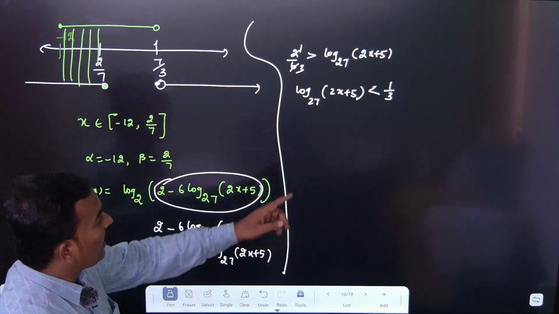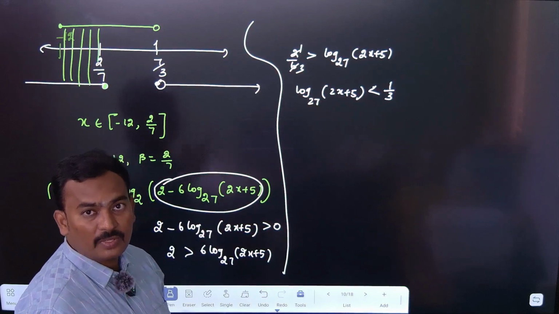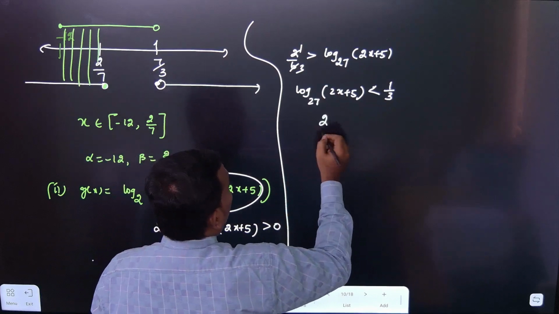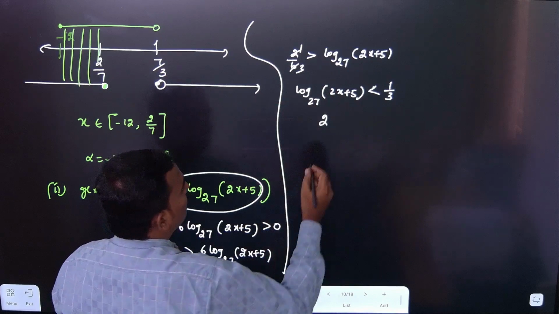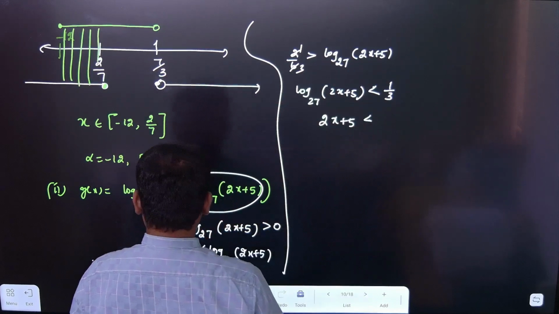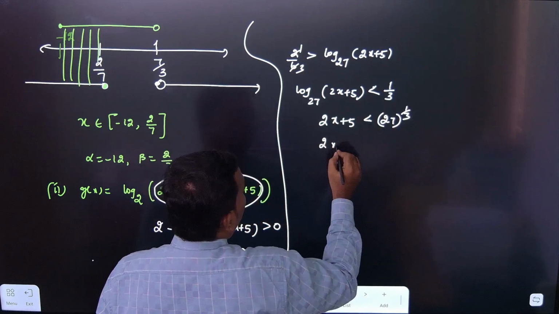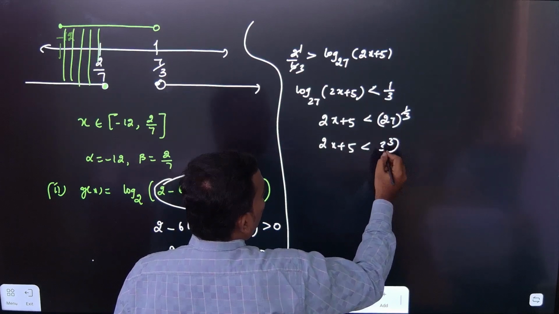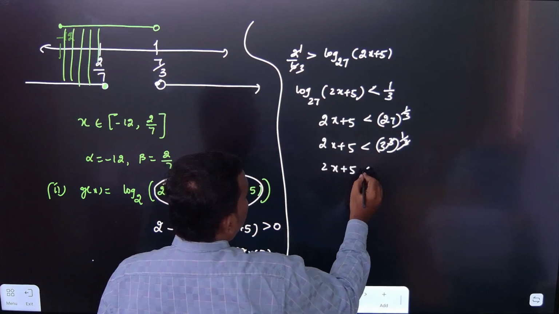Now we need to find x here. How to find x? Log base 27 is disturbing. How to remove the log base 27? You have to raise base 27 on both sides. If you raise the left side, 27 power log base 27 will be 1. So 2x plus 5 is less than 27 power 1 by 3. How to write 27? 3 cube whole power 1 by 3. 3 cancels, so 2x plus 5 is less than 3.